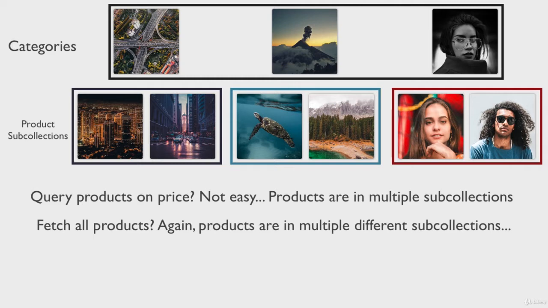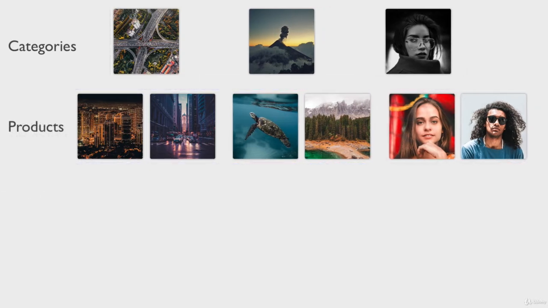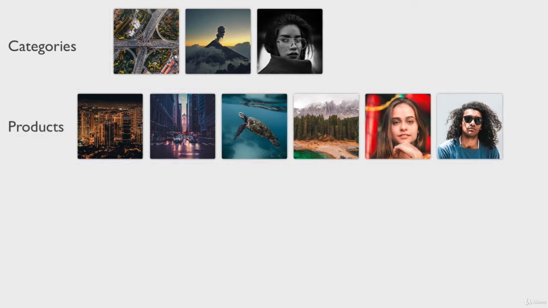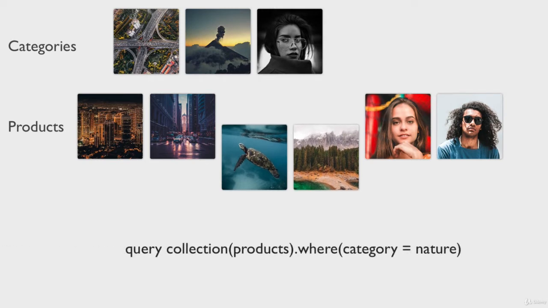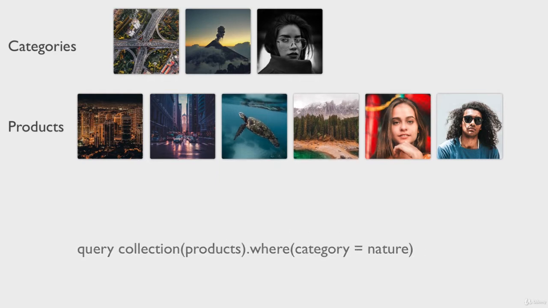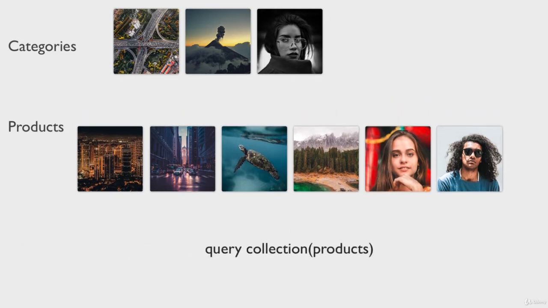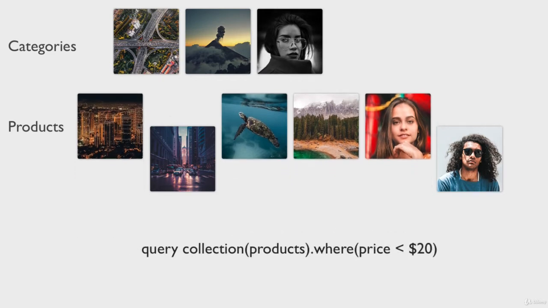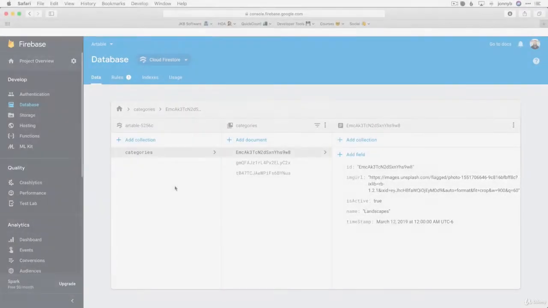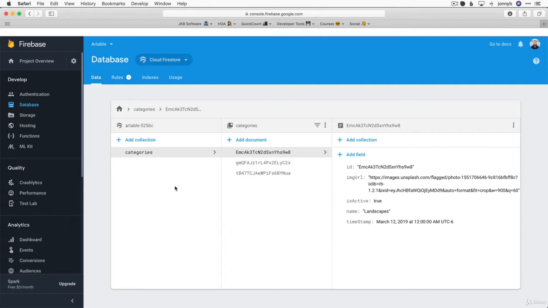So what is the solution? We can place our products in a single root collection and then query based on a category ID field or any other query criteria that we want to. That way, if you needed all the products or to query across other criteria like price or availability, you could easily do so. So with all that in mind, we are going to create a collection here called products.